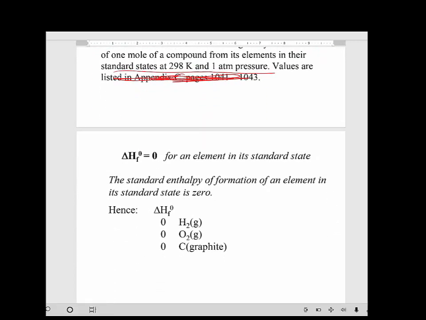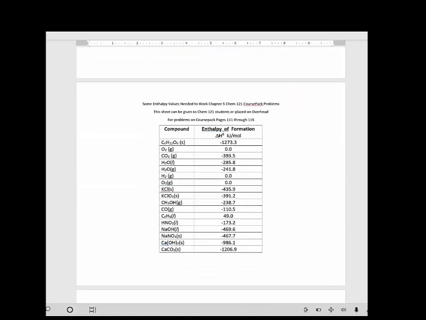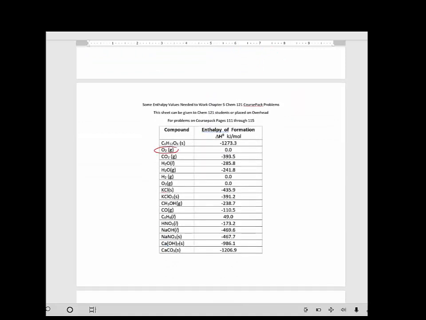Delta H of formation is zero for any element or molecule in its standard state. So H2, O2, and carbon, graphite, their delta H's are zero. Here's the link, standard enthalpies of formation. And here are some values here. Notice then that for any element in its standard state, looks like I have oxygen twice here, that delta H value is zero. Delta H's of formation are in kilojoules per mole as well.